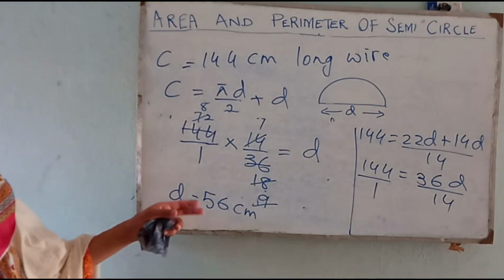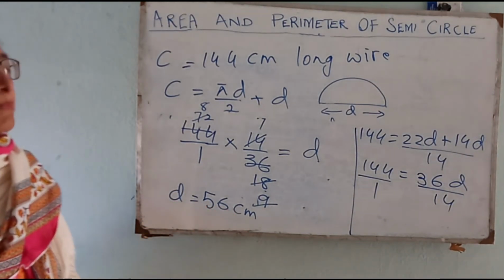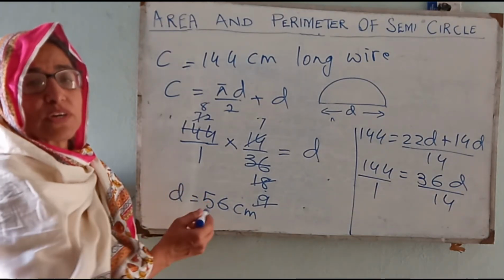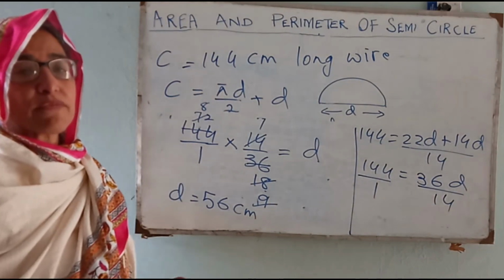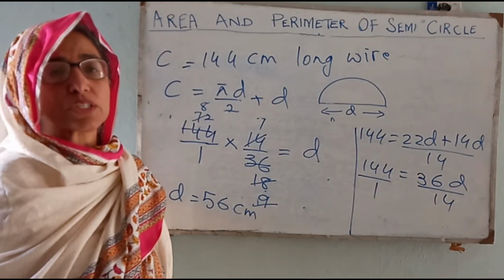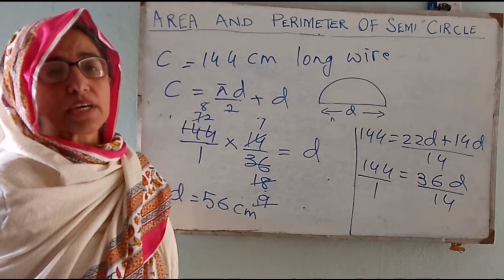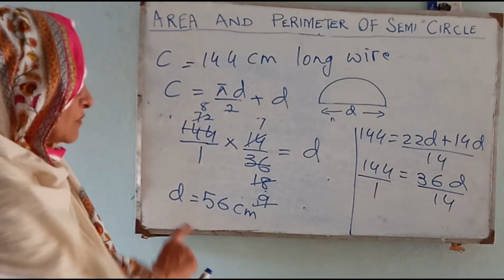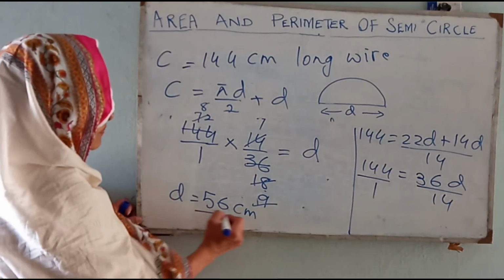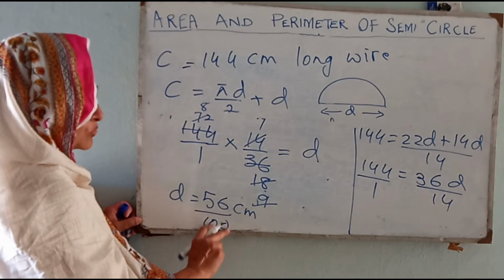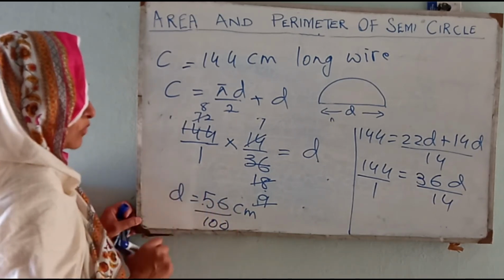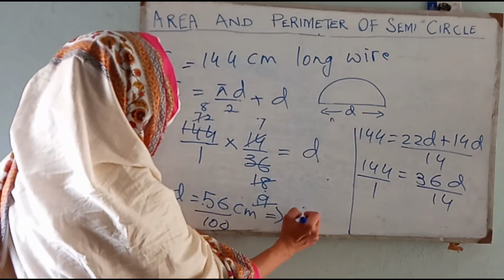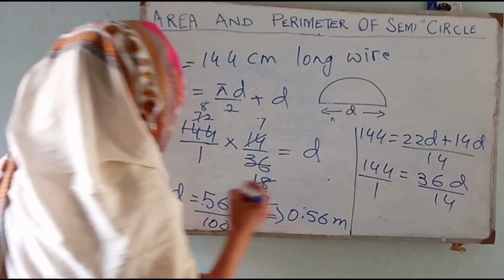Now d is coming as 56 centimeter, but the requirement of my question is that I want to convert it into meters. So, as I have told you previously, whenever I have to convert a smaller unit into a bigger unit, I will divide. And centi also means 100. So I am going to divide this by 100. When I divide by 100, 100 has 2 zeros, so I move the decimal 2 places to the left. So it will be equal to 0.56 meter.